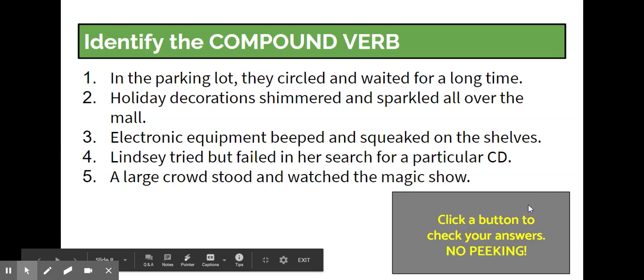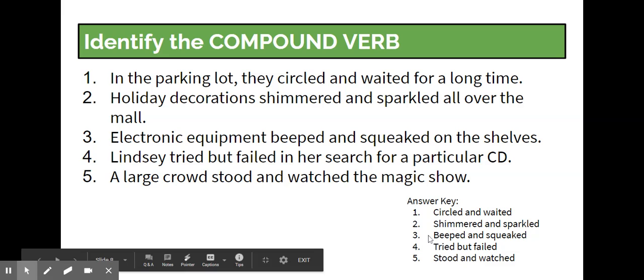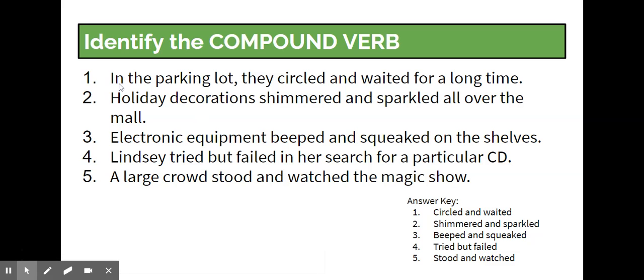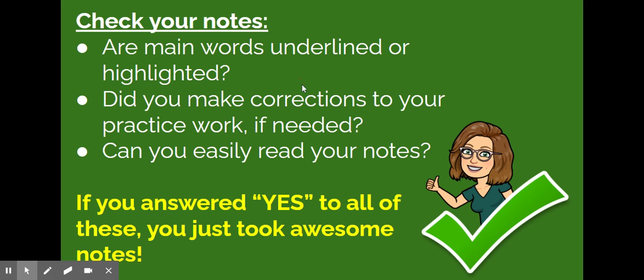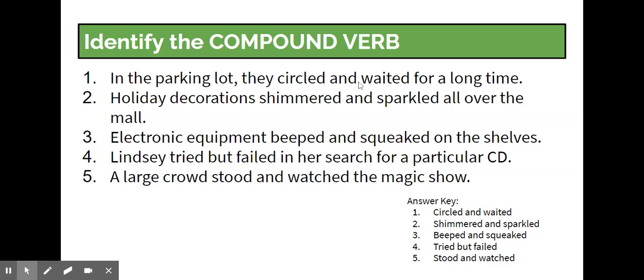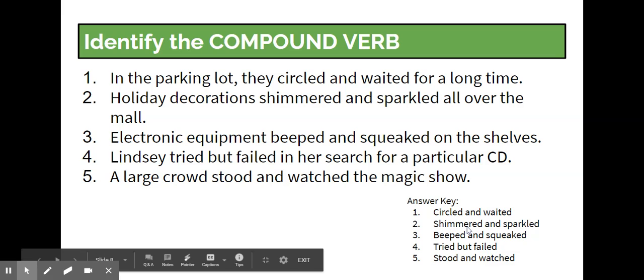All right, let's see what we got here. Answer key. Number 1, circled and waited. Well, those are both verbs, right? Circling something or waiting for something. You're doing something, so it's an action. In the parking lot, they circled and waited for a long time. Number 2, holiday decorations shimmered and sparkled all over the mall. Number 2's answer is shimmered and sparkled because it's doing something. It's shimmering and it's sparkling. It's an action.